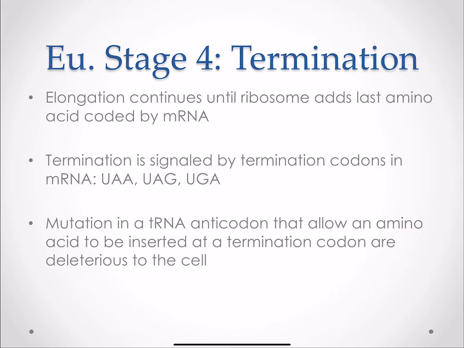Now for termination in eukaryotes, again, the elongation will continue until you get that last stop codon in the messenger RNA. Again, the termination codons are the same. And it's important to note that mutations in a transfer RNA anticodon that allow an amino acid to insert at that termination codon are going to lead the cell to undergo apoptosis or die.